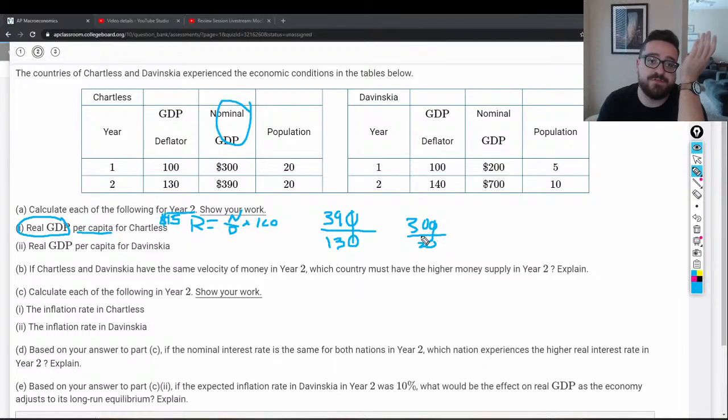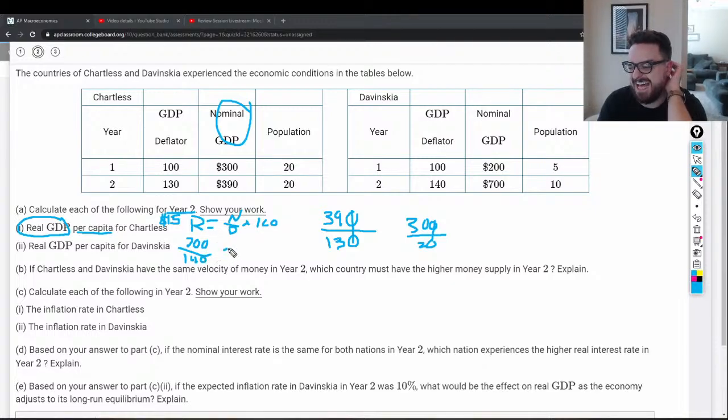Because 30 divided by 2 is 15. No calculator again. Now, last year's exam, they kind of could use a calculator, but come on, you didn't need to. Real GDP per capita for Davinska, I don't know what that is. There can't be some stupid pun there that I'm not seeing, right? All right, whatever. Nominal over deflator again. Nominal is 700. Deflator is 140. That seems bad. It's not. It's 5.